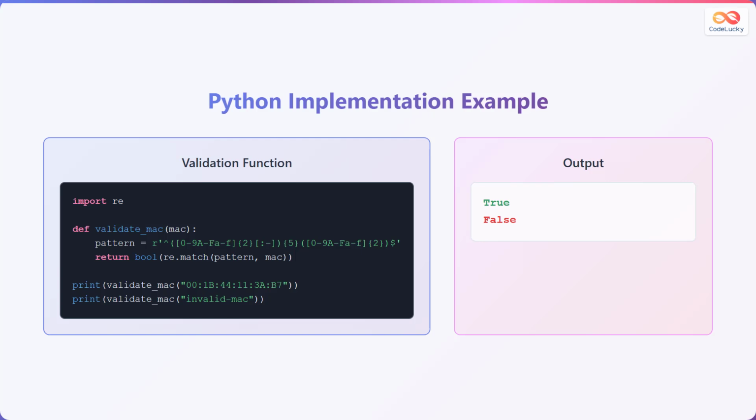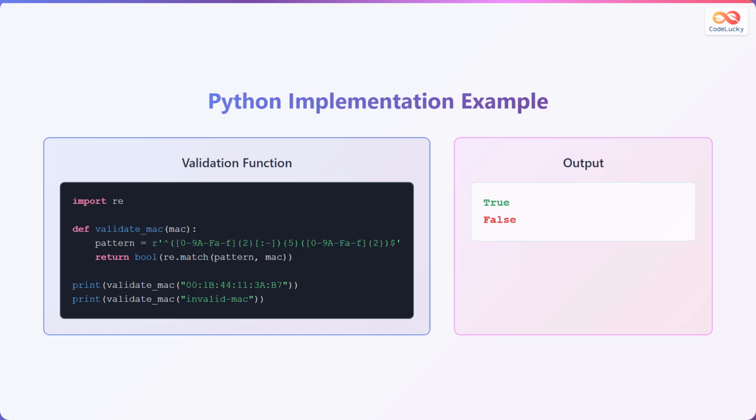This is followed by curly brace 2, close curly brace, opening square bracket, colon, hyphen, closing square bracket, close parenthesis, curly brace 5, close curly brace, opening parenthesis, 0 to 9, A to F, curly brace 2, close curly brace, close parenthesis, or opening parenthesis, 0 to 9, A to F, curly brace 4 close curly brace, a dot, close parenthesis, curly brace 2, close curly brace, opening parenthesis, 0 to 9, A to F, curly brace 4 close curly brace, close parenthesis, and a $ sign.